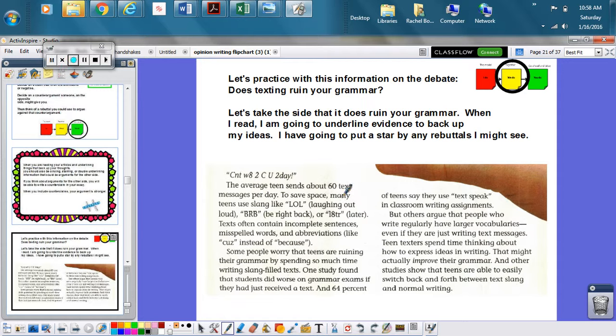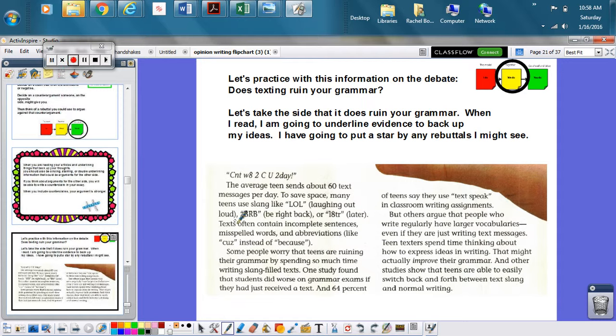The average teen spends about 60 text messages per day. To save space, many teens use slang like LOL, laughing out loud, BRB, be right back, or LATR, later. Texts often contain incomplete sentences, misspelled words, and abbreviations like cuz instead of because.